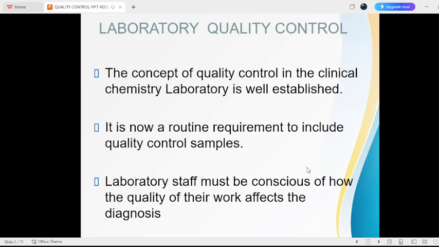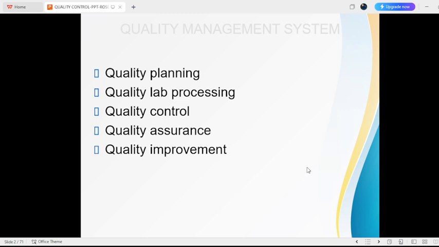So the concept of quality control is to provide a reliable and accurate patient result, and it is now well established in all the laboratories. It is now a routine requirement to include quality control samples in each run of the test. Laboratory staff must be conscious of how the quality of their work affects the diagnosis.